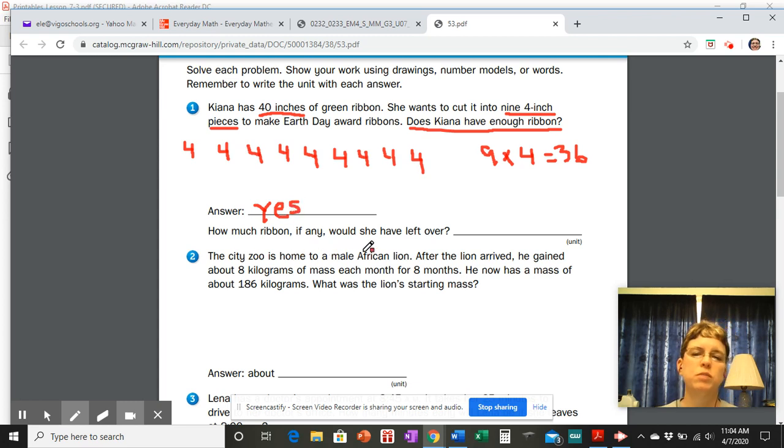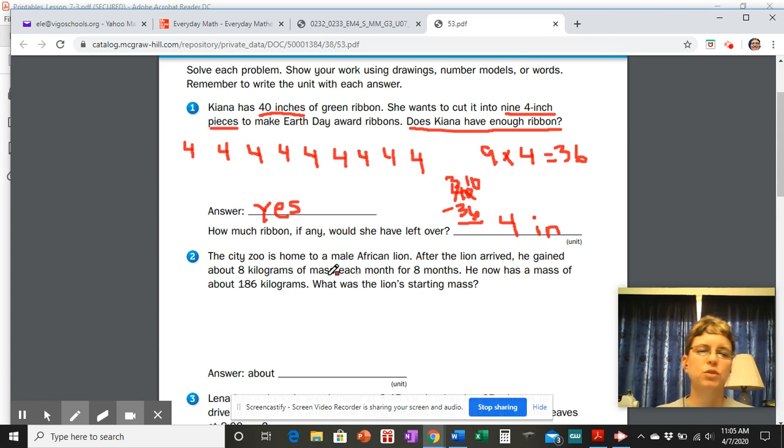And it says how much ribbon, if any, would she have left over? So now we have to do 40 minus 36. Okay, and I can't do the math because the zero's on top. So the 4 becomes a 3. The 0 becomes a 10, and so 10 minus 6 would give me 4. And then our unit that we were measuring in is inches. So I can just put IN.